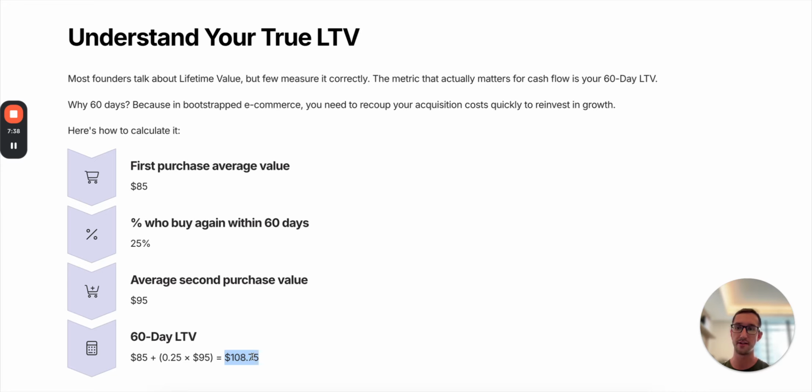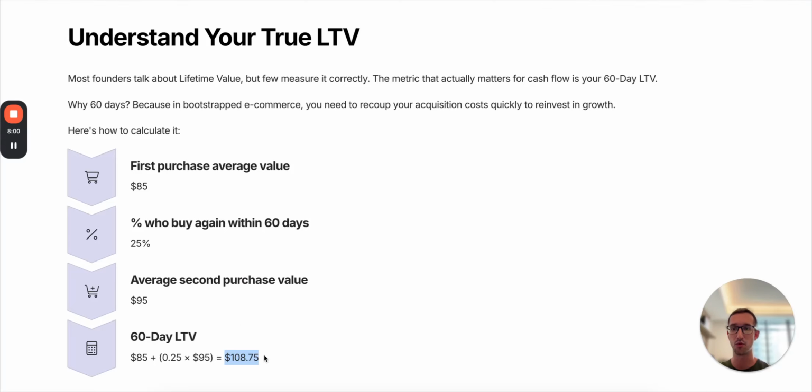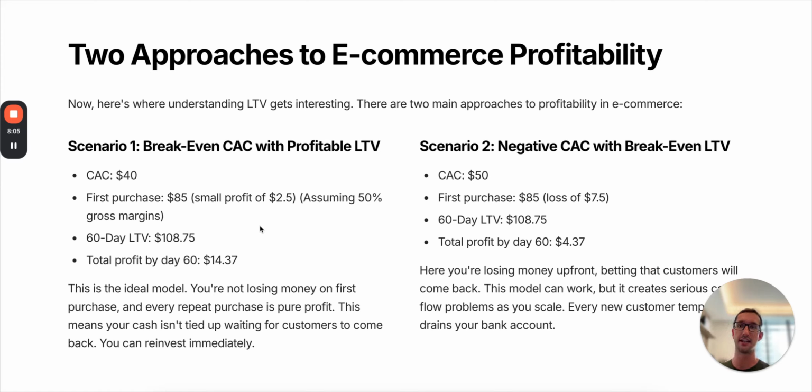What does this do for us? It tells us that on average, our customers are not spending $85, they're spending $108 within the first 60 days, and that allows us to make better cash flow forecasts to determine whether it's okay to lose money on first purchase, and if we are, how much we can afford to lose, or ideally, we're profitable on first purchase. And with this calculation, we're making even more money over the first 60 days. So these are the 2 approaches to handling your 60-day LTV. As a small brand, what I recommend is scenario 1. This is profitable on first purchase, using 60-day LTV to increase our profit.